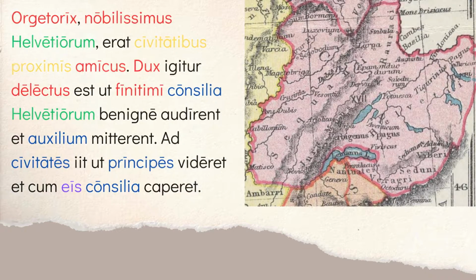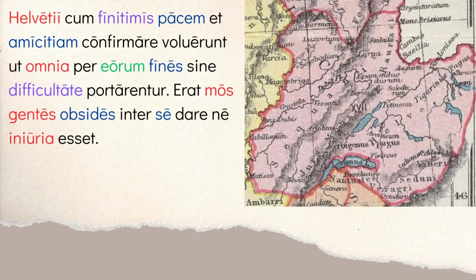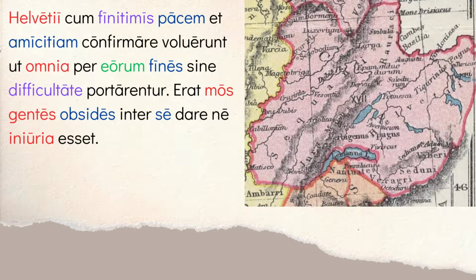Then we continue on, right? And you have Helvetii cum finitimis pacem et amicitiam confirmare voluerunt ut omnia per eorum fines sine difficultate portarentur. Okay, so you have the Helvetii with their neighbors, cum finitimis. So again, these are the neighbors they've been talking to. So the Helvetii wanted to, you have voluerunt, confirmare. So they wanted to confirm or make pacem et amicitiam, peace and friendship with their neighbors, cum finitimis.